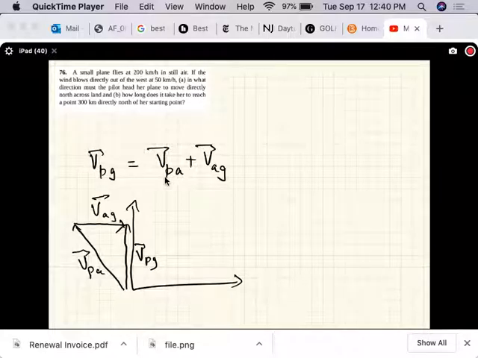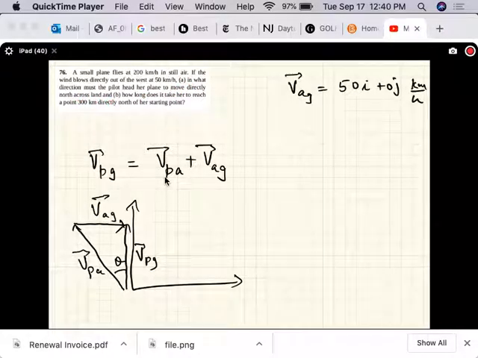So let's write all this down. So V_AG, the wind velocity, is 50 i plus 0 j kilometers per hour. We'll call this angle theta. And they ask, that's part A, in what direction must the pilot head her plane to move directly across land? Directly north across land. Okay, so we'll find that.